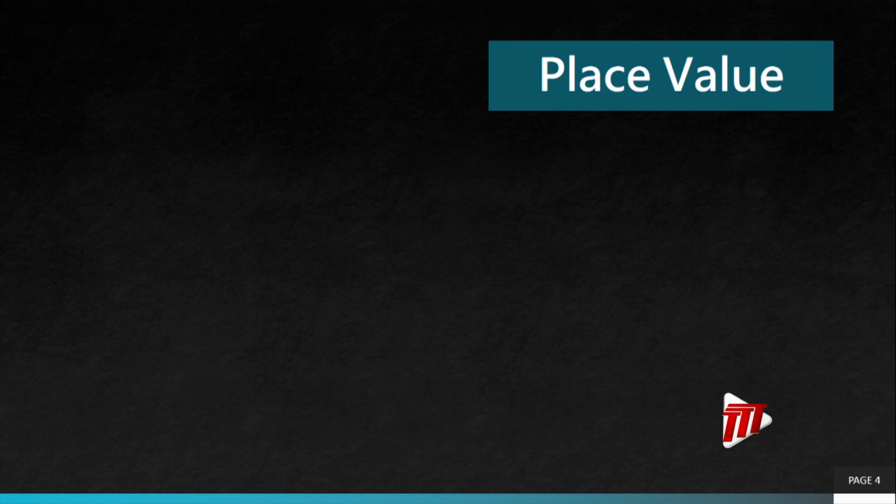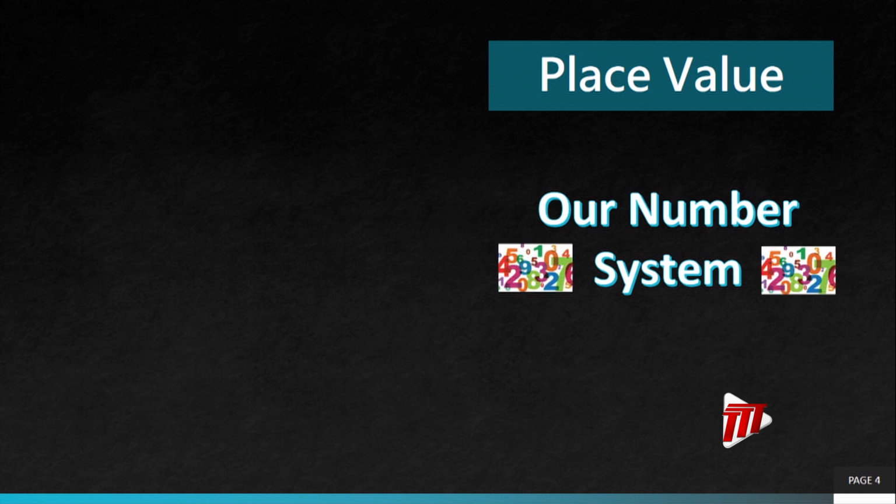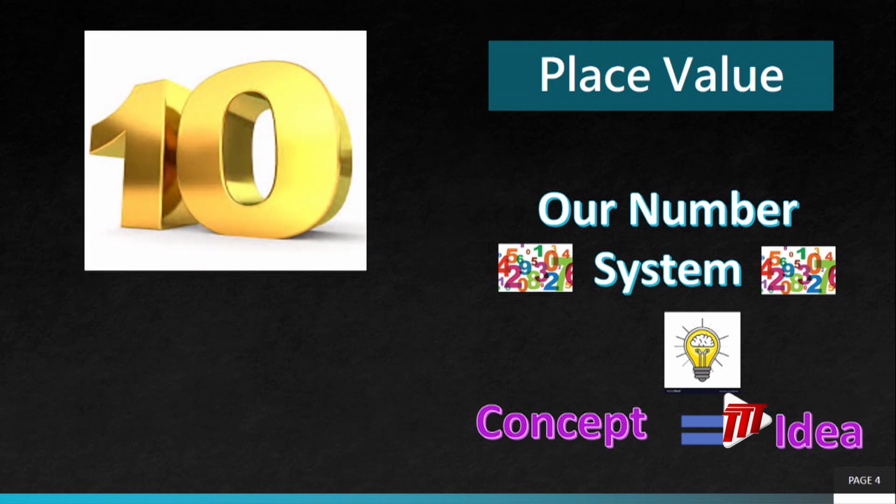Place value. Place value is based on our number system. And our number system is based on something called a concept. Have you ever heard the word concept before? If you haven't, let's think about it. Concept has a meaning. What do you think a concept is? What synonym can you find for the word concept? You may have had a different idea, but this is my idea. Concept means idea. The both words are synonyms. They mean the same.